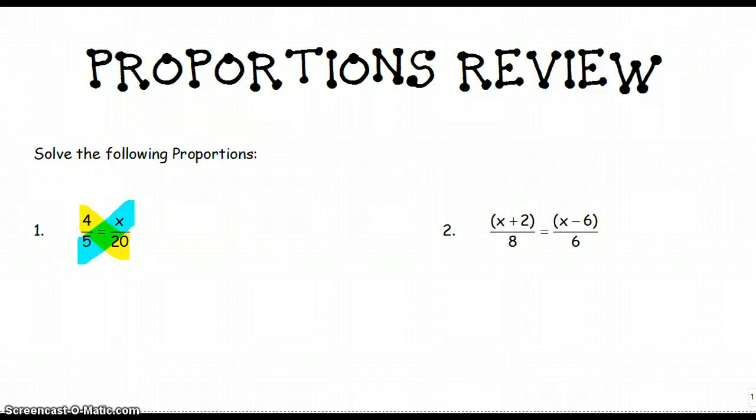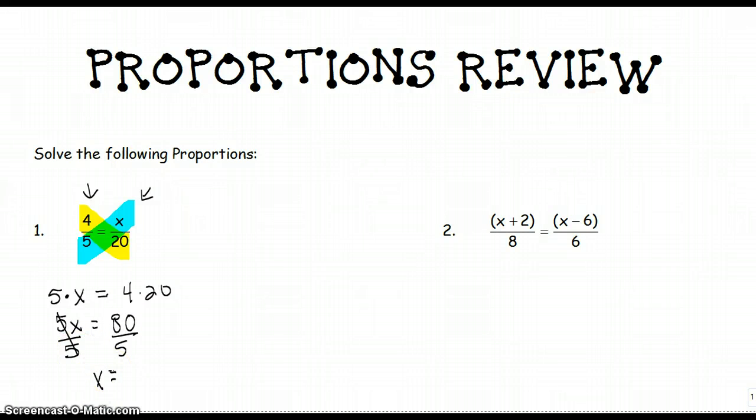Once we cross multiply, you have to say 5 times x, if we do the blue diagonal first, equals the yellow diagonal, which is 4 times 20. When we simplify, you have 5 times x equals 80. Here we know how to solve just like any other problem. You would divide by 5 and x equals 16.